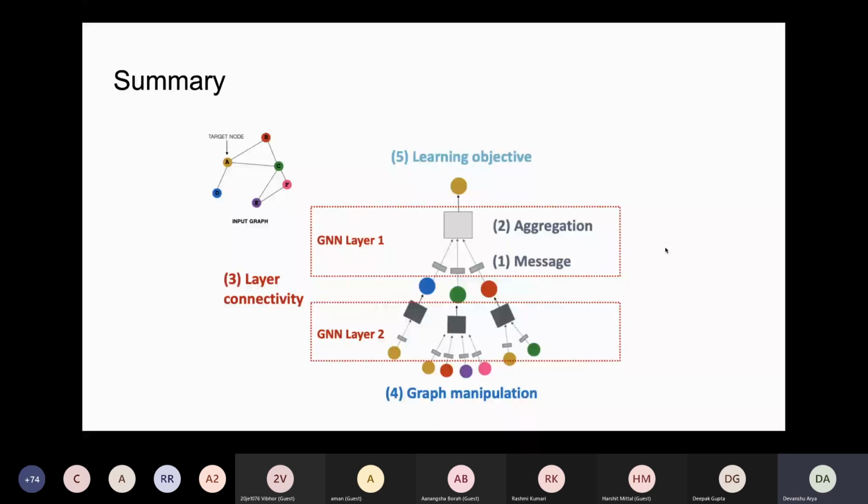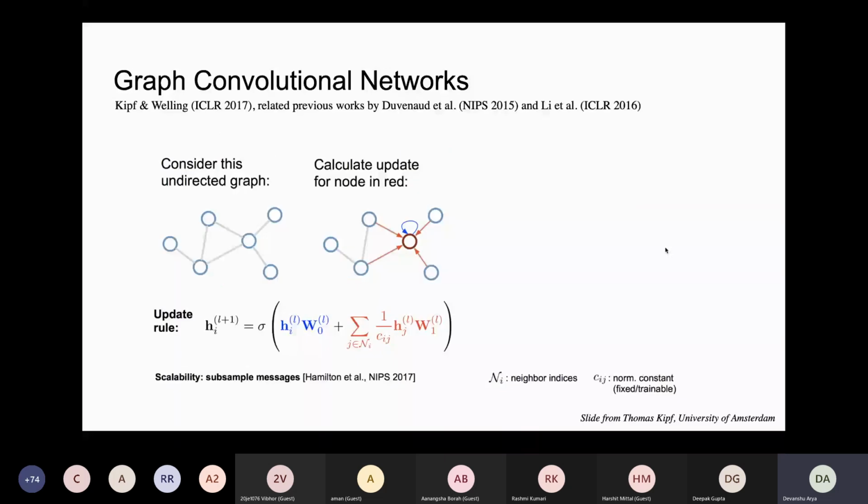So this is how a graph neural network looks like, in a nutshell. And this is just a 2-layer network. Most of the time, graph neural networks are not very deep; they are only 2-layered networks. The most common or the most famous graph neural network architecture is the graph convolution network, which was coined in 2017 by Thomas Kipf and Max Welling from University of Amsterdam.